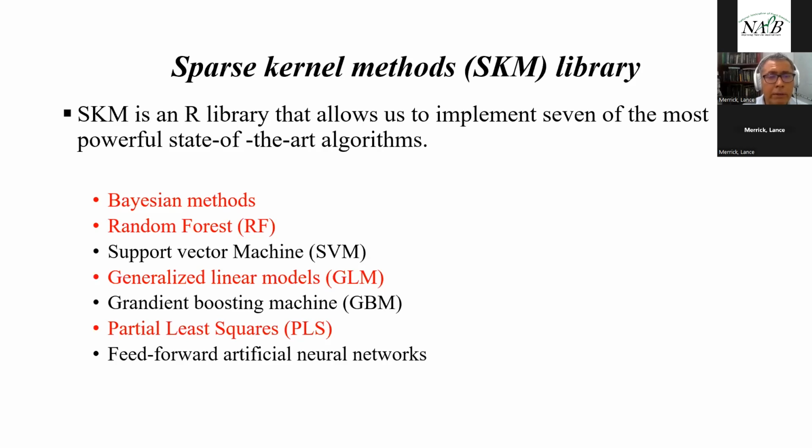For these 7 algorithms, you can implement unitrait models, but only for 4 of the 7 algorithms you can implement multi-trait models. Multi-trait models can be implemented for Bayesian methods, random forest, generalized linear models, and partial least squares. And today I will share with you how to implement 3 of these 4 multi-trait models. I will provide examples for Bayesian methods, generalized linear models, and partial least squares.